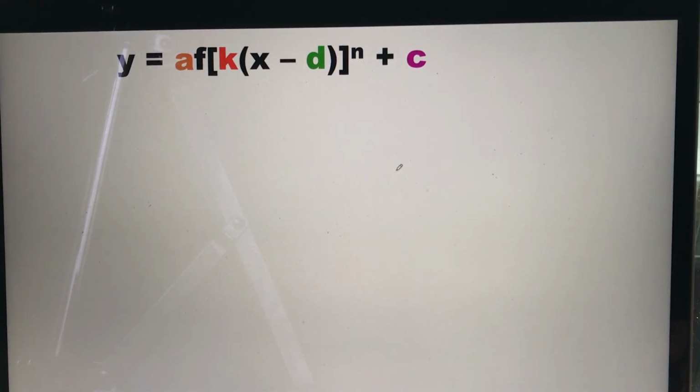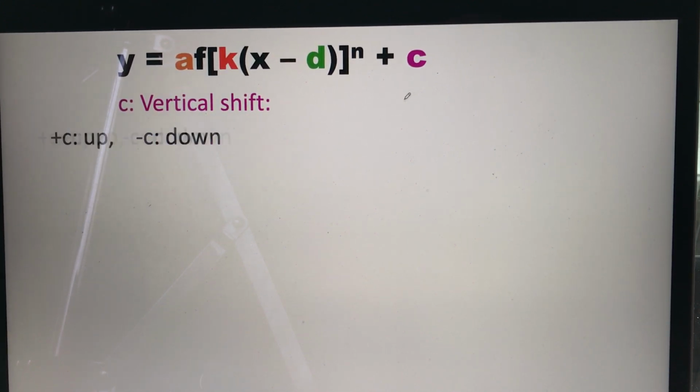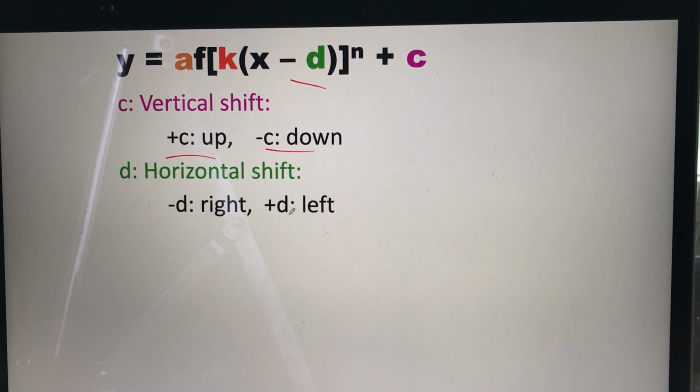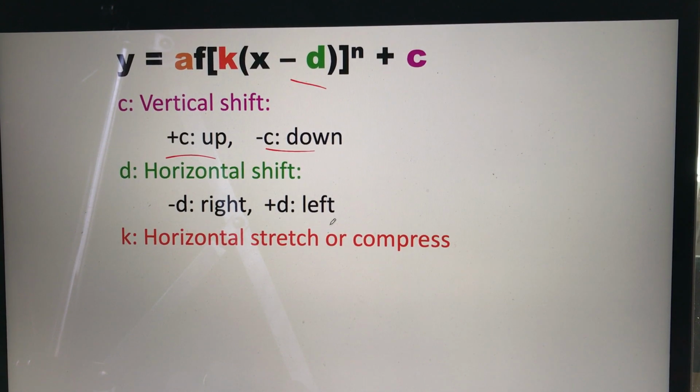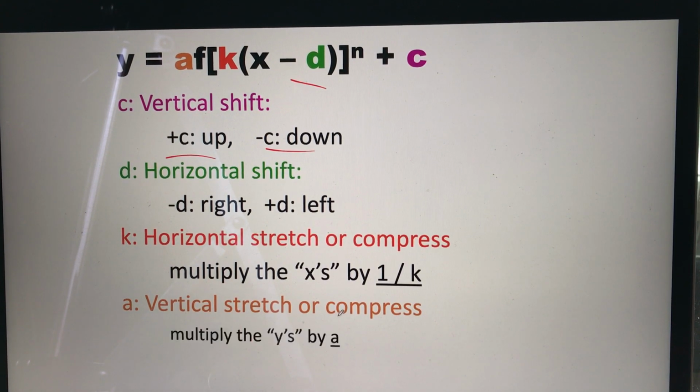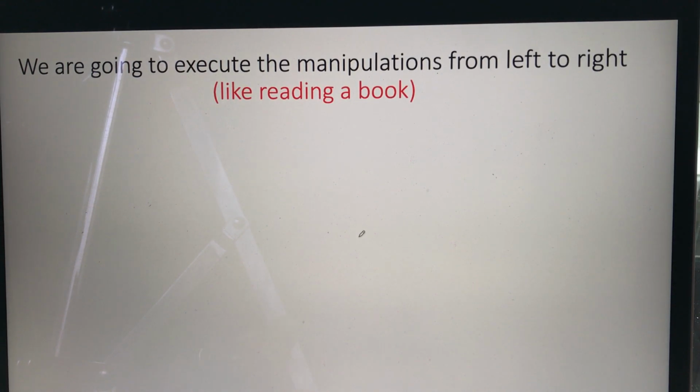So this is where this has all four things together here. So we have this vertical shift on the outside. If it's positive, it's up. If it's negative, it's down. We have the horizontal shift in here. If it's negative, it's right, and if it's positive, it's left. We have this horizontal stretch and compress. We multiply the x values by 1 over k. And we have the vertical stretch and compress. We multiply the y values by the a. And that includes the negative as well, that reflection. So how are we going to tackle all these? We're going to execute these manipulations essentially from left to right, like we read a book.